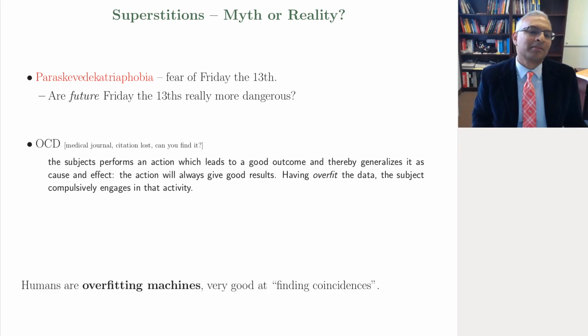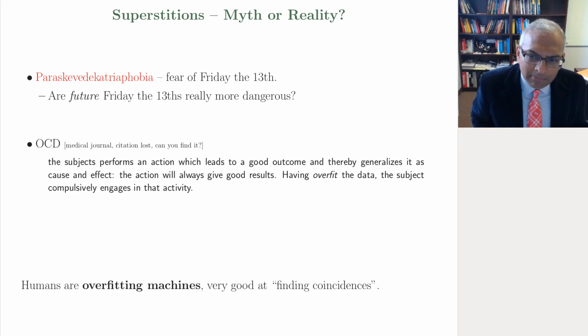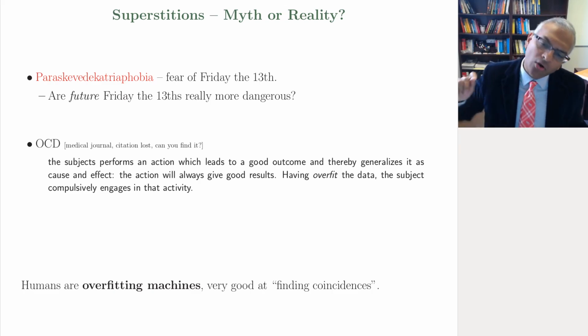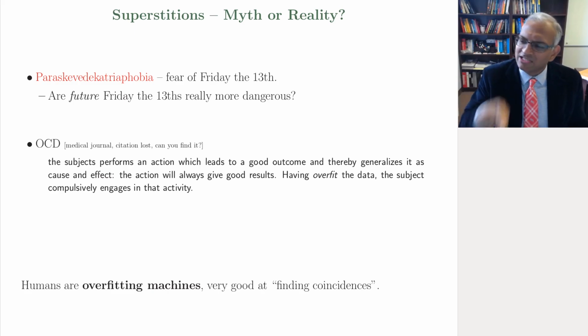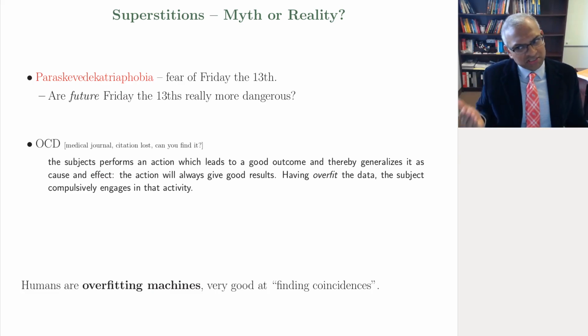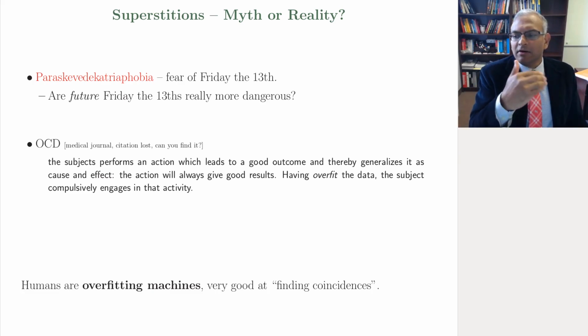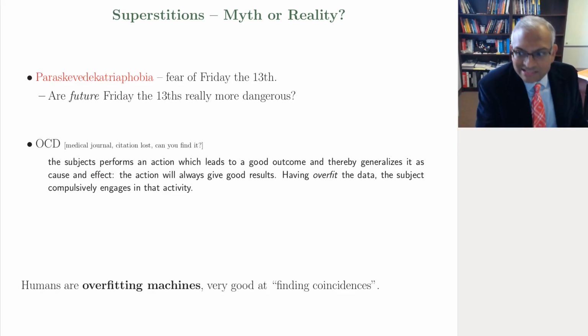Maybe it's overfitting. Let's talk about OCD. Now we're switching gears to the medical side. I got this citation from a medical journal, which I've since lost. So if anyone can help me find the citation, I'd be very grateful. But let me quote. The subject performs an action which leads to a good outcome and thereby generalizes it to cause and effect. The action will always give good results. Having overfit the data, the subject compulsively engages in the activity. And they use the language, having overfit the data. So it's conjectured that OCD may be a phenomenon that arises due to the human neural network's ability to overfit.